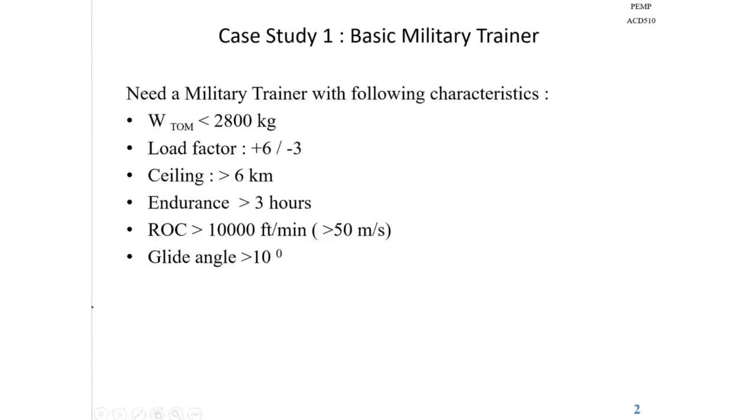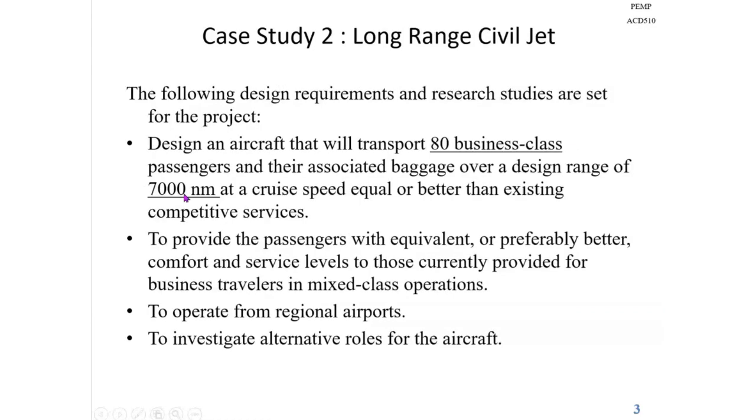The second one is more mundane. This is design an aircraft that will carry 80 business class passengers and their associated baggage over a design range of 7,000 nautical miles at a cruise speed equal to or better than existing competitive services. This means that you are looking at 0.84 Mach and 12 kilometers altitude or better if possible.